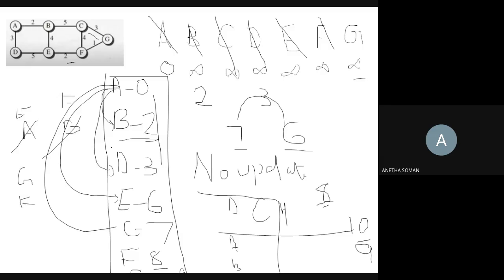Similarly, you can find it for node B. Sometimes the question will say, assume B as the source node, and your destination is this. You have to find the shortest path. Okay, so this is how the algorithm works.